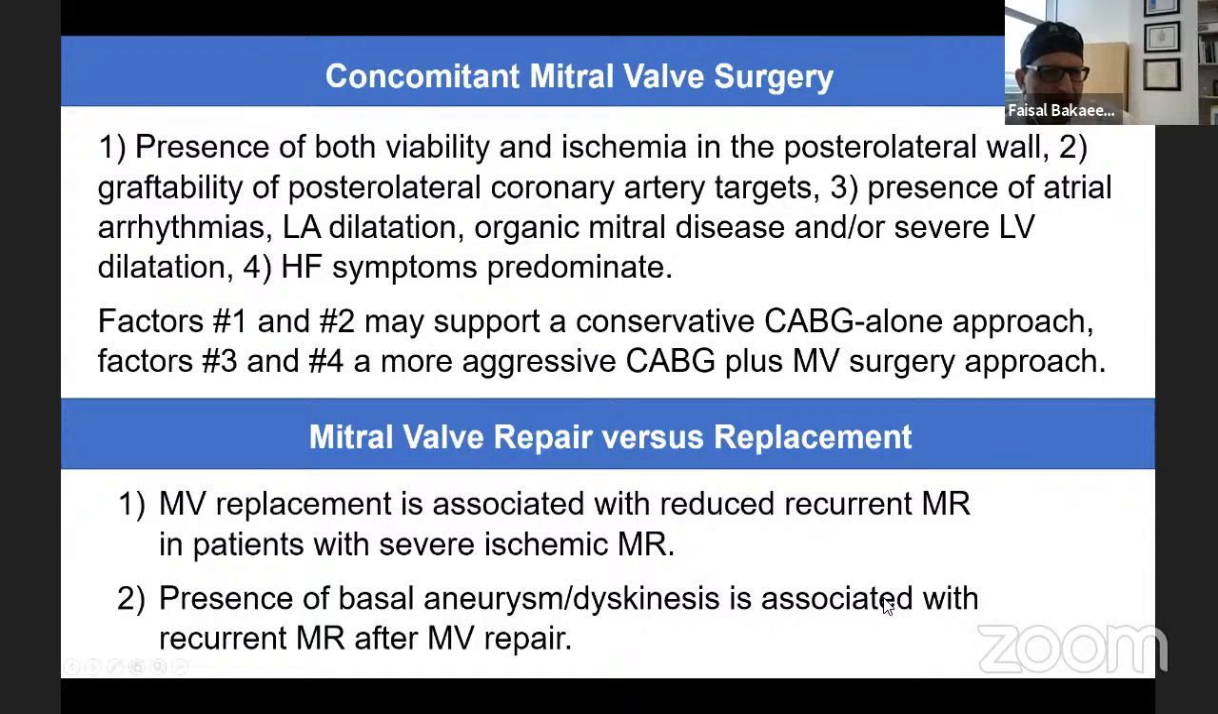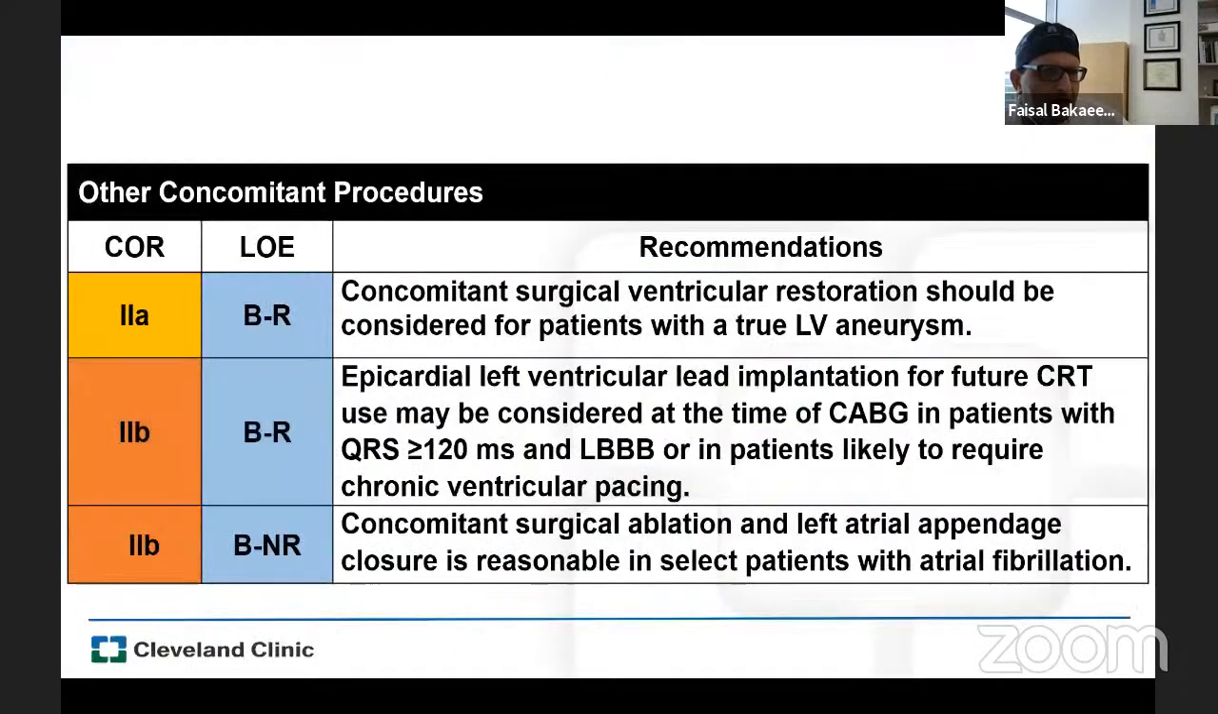When do you do the mitral valve? This is a whole separate talk. But if you replace that valve, you need to preserve the subvalvular apparatus. There are also procedures now to do ventricular subvalvular procedures to approximate the papillary muscles or to reduce the ventricle, but we're not gonna go into that. That's way beyond the scope of this talk. But factors that favor doing something about the mitral valve are the presence of AFib, the presence of heart failure, and inability to bring back the posterior lateral wall because of poor targets or because it's dyskinetic to start with.